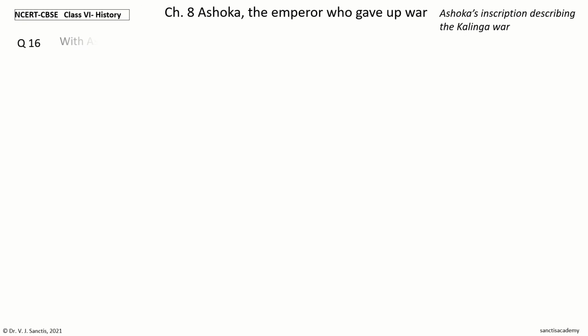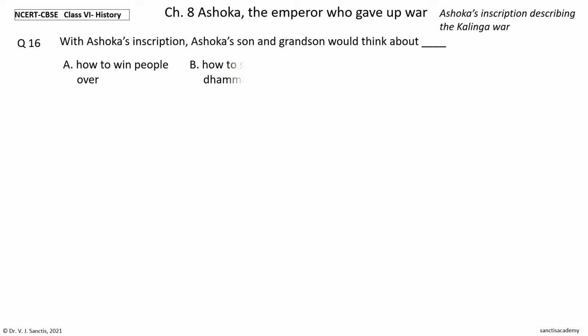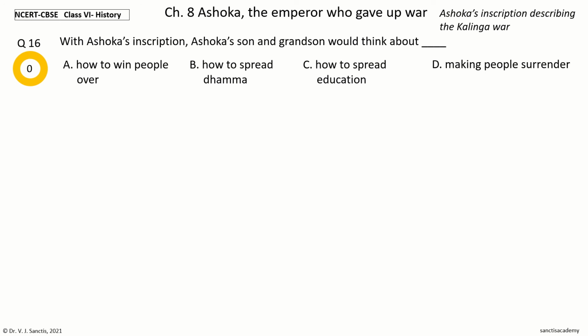Next question 16. With Ashoka's inscription, Ashoka's son and grandson would think about dash. The options are how to win people over, how to spread Dhamma, how to spread education, making people surrender. Your time to choose. And the answer is how to spread Dhamma. So, with Ashoka's inscription, Ashoka's son and grandson would think about how to spread Dhamma.